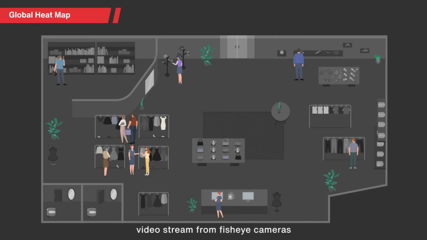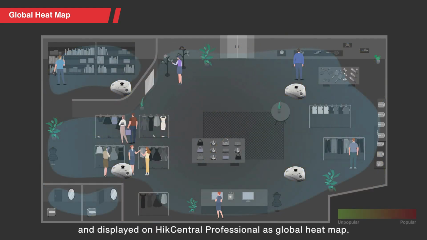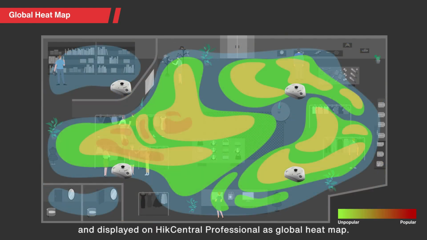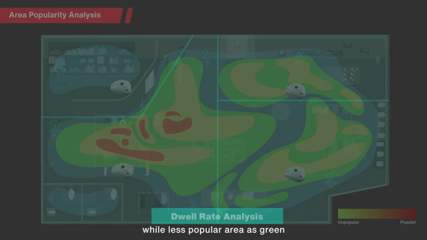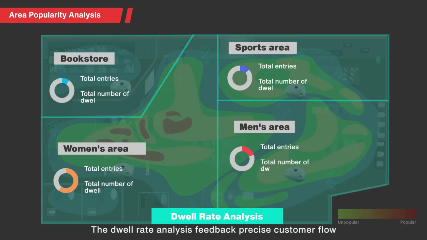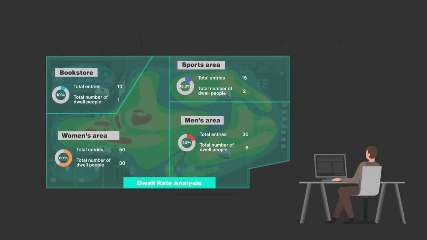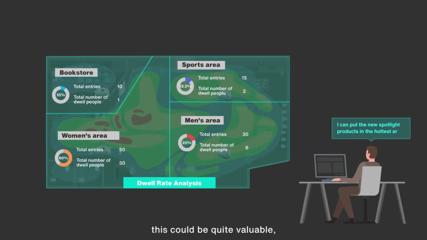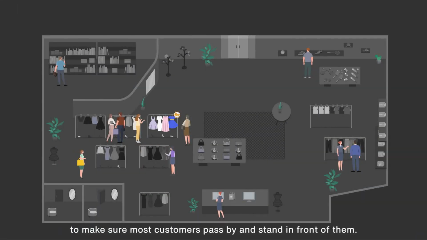Inside the shop, video streams from fisheye cameras covering the whole area would be transformed into digitalized data and displayed on Hik-Central Professional as a global heat map. The most popular area would be displayed in red, while less popular areas in green. The dwell rate analysis feeds back precise customer flow and stay rate of each area. For Johnson, this could be quite valuable. He can put the new spotlight products in the most popular area to make sure most customers pass by and stand in front of them.